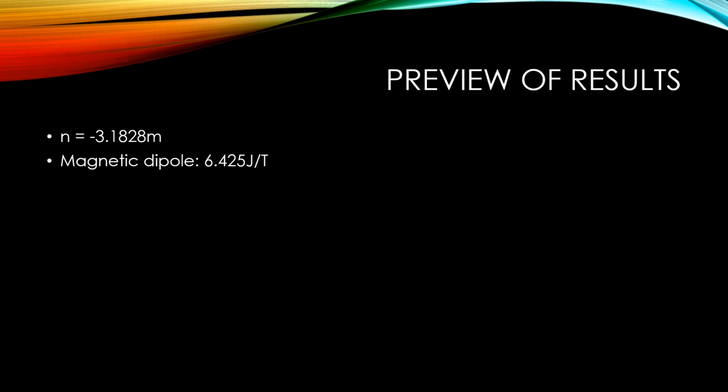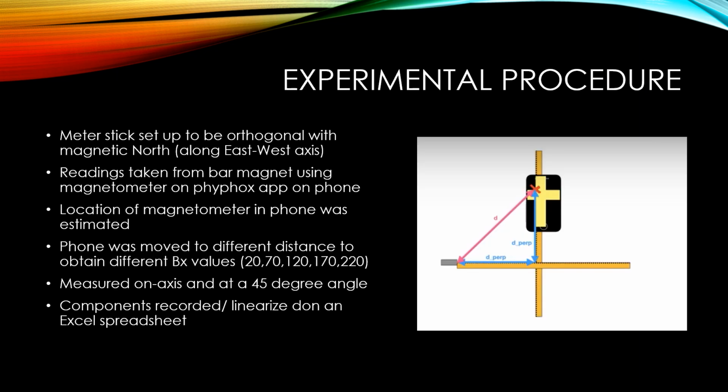So here's a quick preview of our results: n equaled negative 3.18, and the magnetic dipole moment was 6.245 joules per Tesla. So first, the experimental procedure.